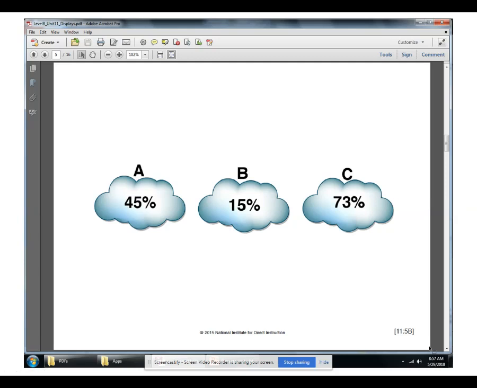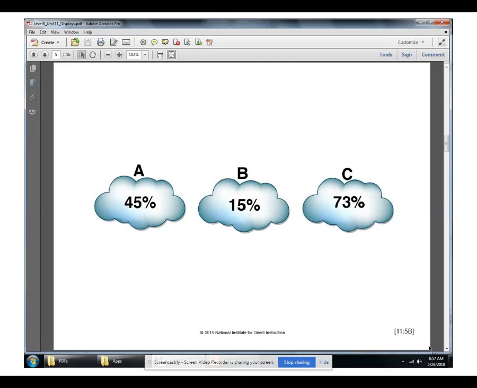The percent shows the relative humidity of air masses. What is the relative humidity of air mass A? What is the relative humidity of air mass B? What is the relative humidity of air mass C? Which of those air masses has the highest relative humidity? What's the relative humidity of that air mass?